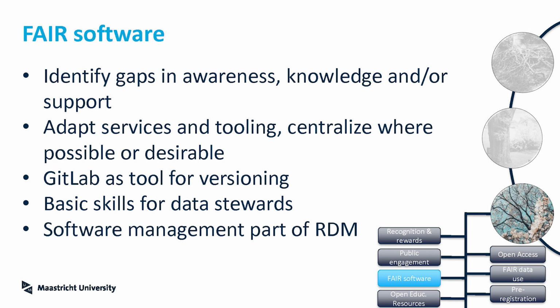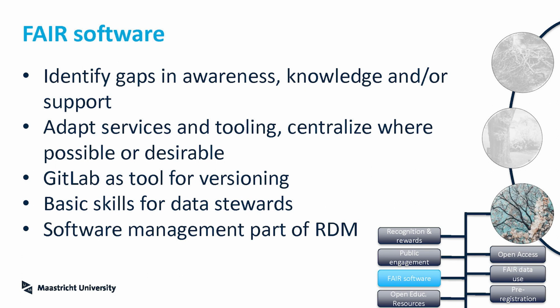FAIR software is also a newer theme, although how new it is depends a little on the discipline. There again, we ask the faculties to identify where there are gaps in awareness, knowledge, or support. A gap that we can already tell is there for some faculties is that they think they don't have software, whereas code used for statistical analysis could also be considered software. If you're working in computer sciences, then it's obvious that you have software.